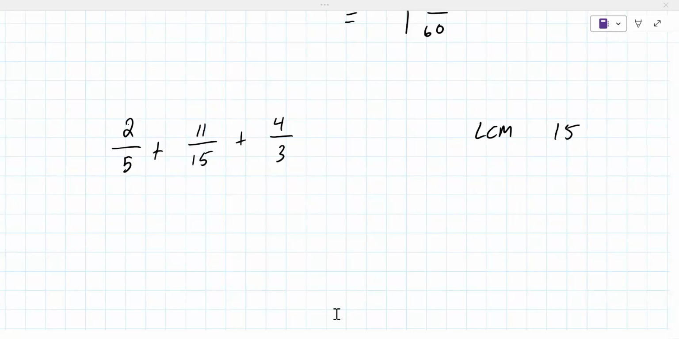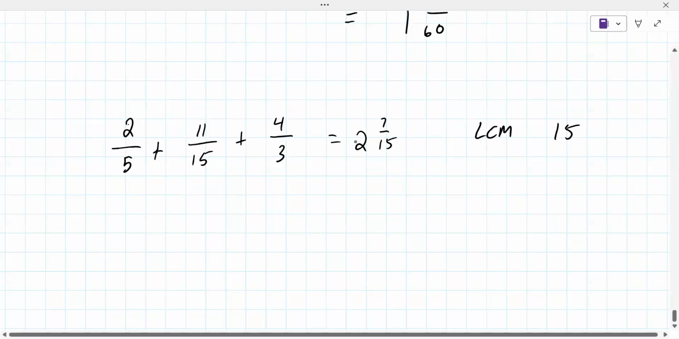So I got 6 over 15, 11 over 15, and 20 over 15. Okay, keep going. I got 37 over 15. Now I'll reduce it, and then turn it into a mixed number. I got 2 and 7/15. Okay, very good. Doing great.